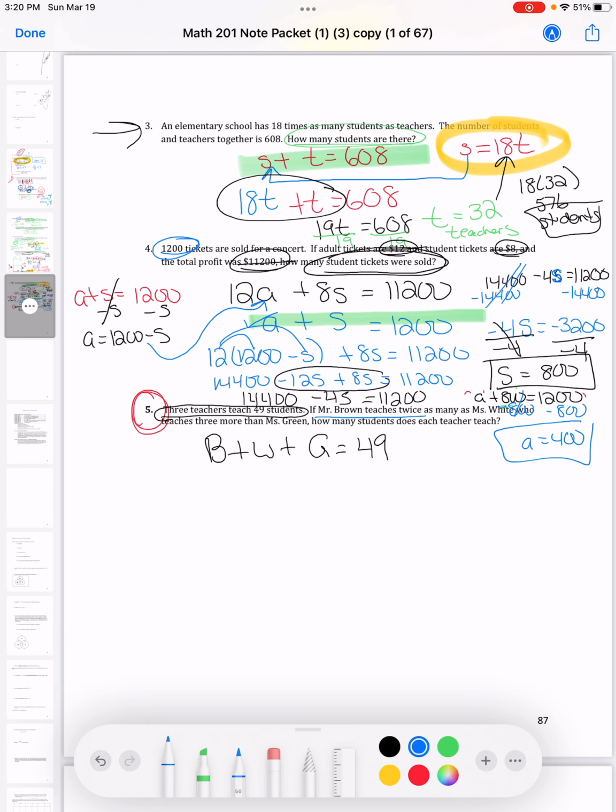Mr. Brown teaches twice as many as Miss White. So Mr. Brown has more than Miss White. If Miss White had 10 students, Mr. Brown had 20 students. So Brown is equal to 2 times W. He has twice as many as Miss White. We've seen above those substitutions. So instead of B, I'm going to write 2W.